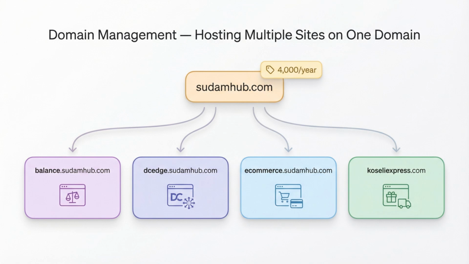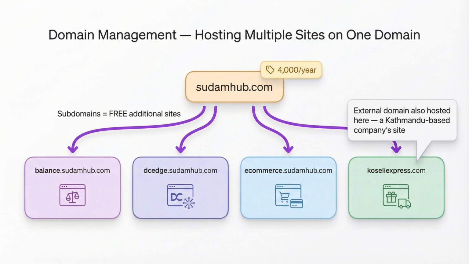So here's an important concept around domain management. When you purchase a single domain with a hosting plan, in this case for around 4,000 rupees per year, you don't just get one website. You actually get the domain name itself, plus a cPanel control panel, and the ability to host multiple sites under that one plan. That's a really powerful value proposition. For example, under one hosting account, you can have subdomains like balance.sudamhub.com or host entirely separate projects. One of the examples shown is koseliexpress.com, a Kathmandu-based company, also hosted under the same single hosting plan. So one purchase, many websites.